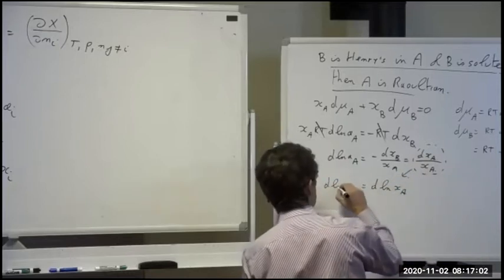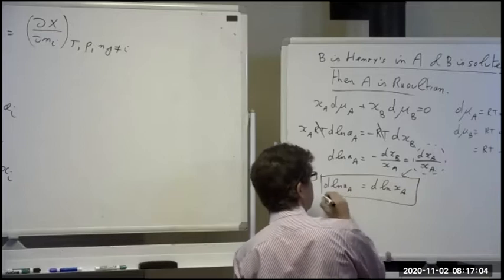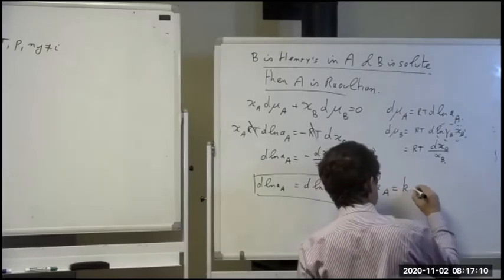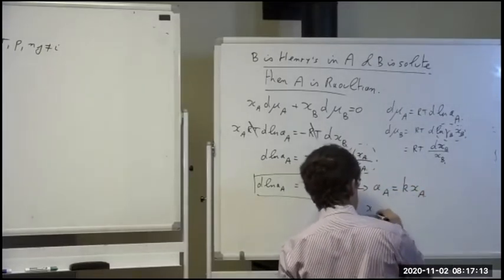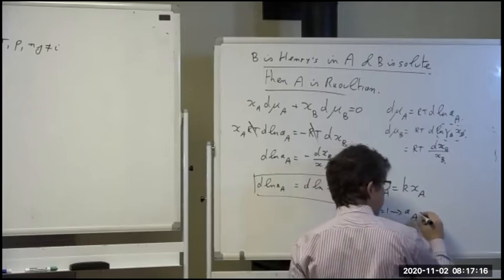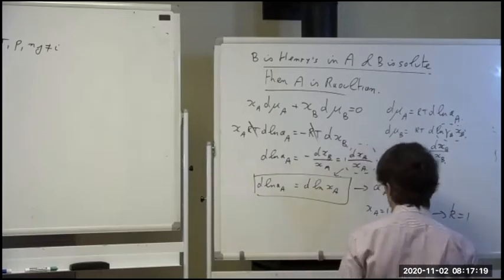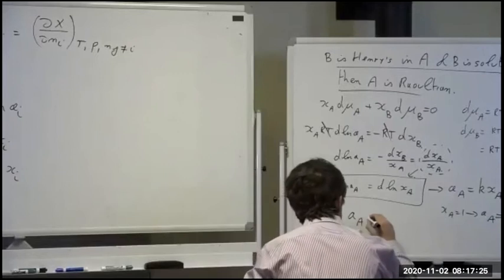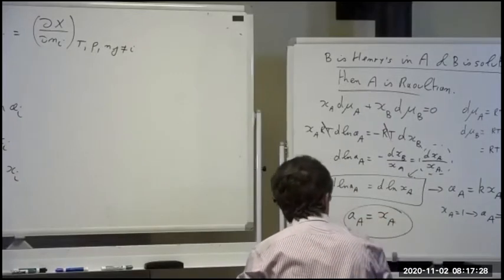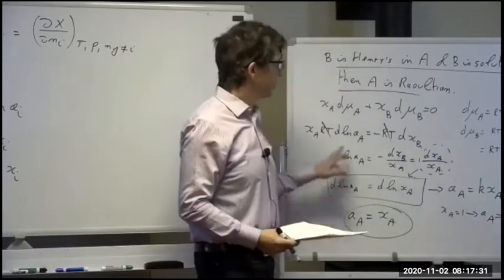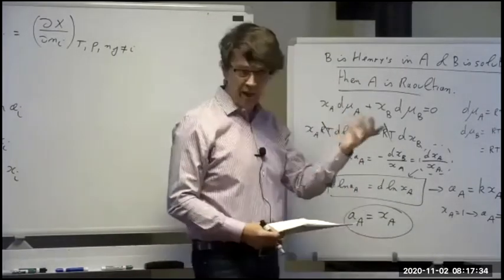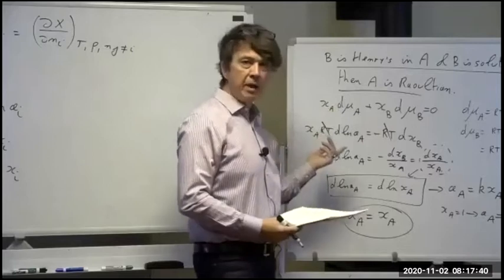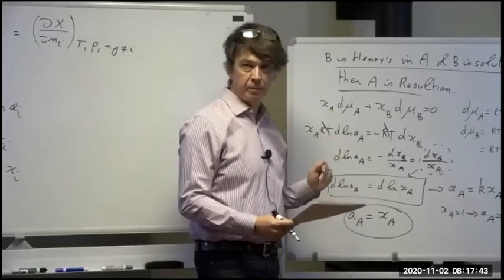So we find that d log the activity of A is equal to d log x_A, which means that the activity of A has to be equal to a constant times x_A. But since for x_A equals 1, the activity of A has to equal 1, the constant has to equal 1. Right, so what we have found is that in this scenario, the activity of A has to be the mole fraction. So what we found is if B is dilute in A, so A is some solution, so A is the solvent and B is the solute, if B behaves Henry's, then A behaves Raoultian.